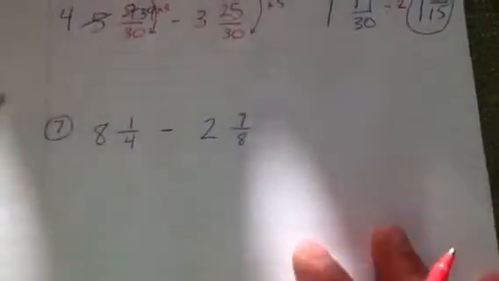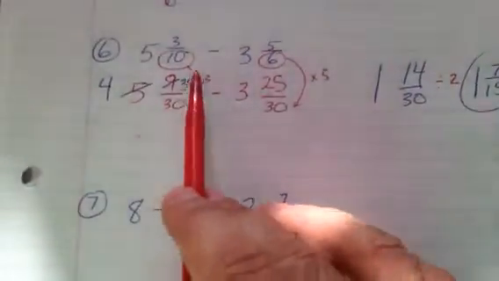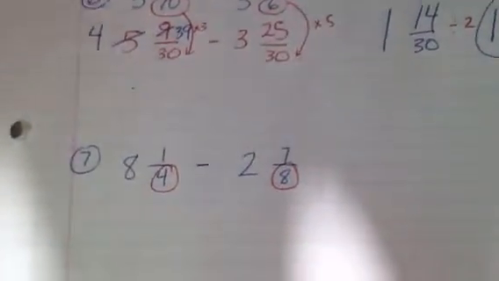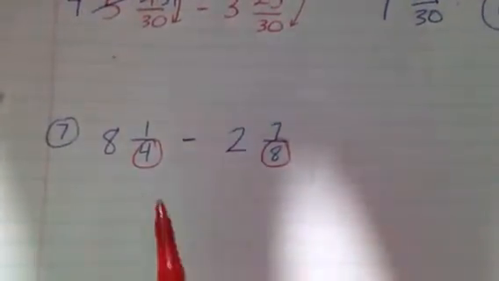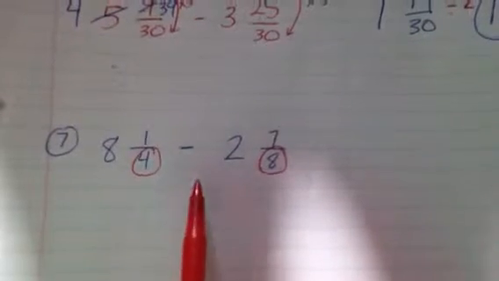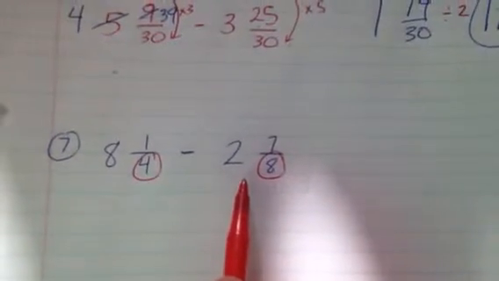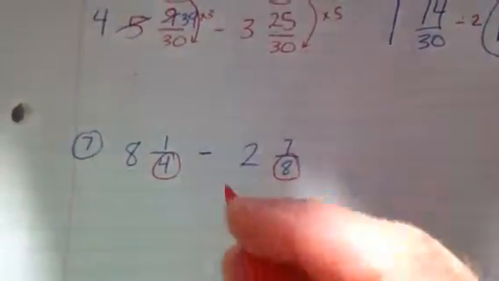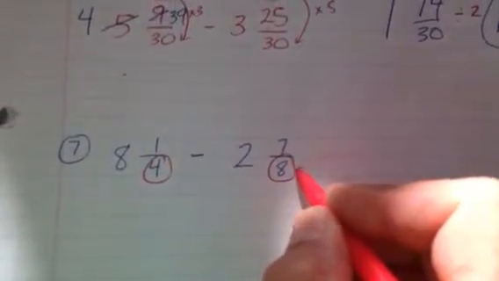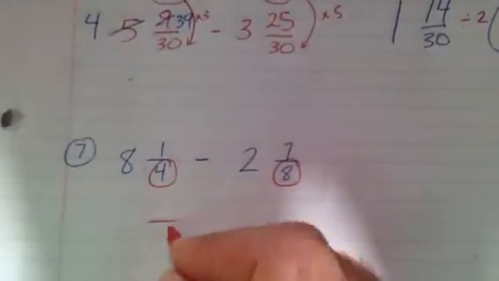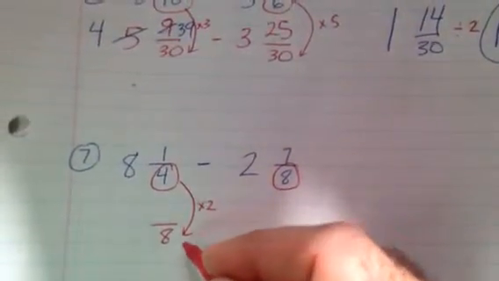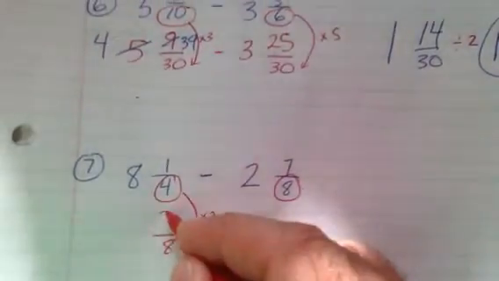And finally, 8 and 1/4, take away 2 and 7/8. This is another example of this. So just watch. We have a 4 and an 8. Find out what common number these will both go into. They both go into 16, but the lowest, they both go into 8. So this one's already an 8, don't have to touch it. Gotta change this one to an 8. So 4 goes into 8 twice, so 4 times 2 is 8. So 1 times 2 is 2.